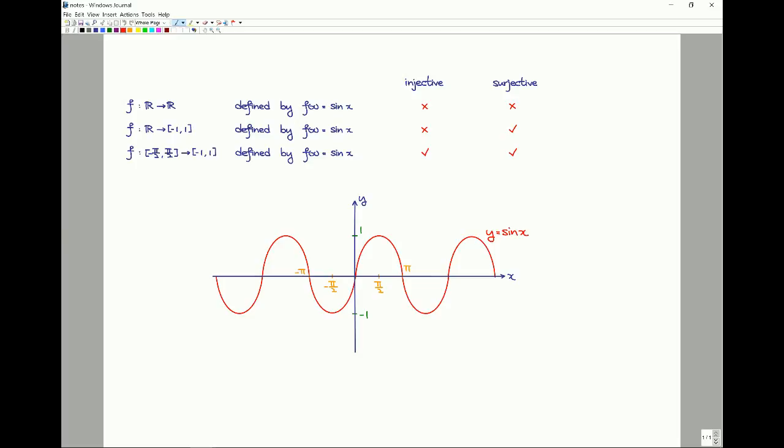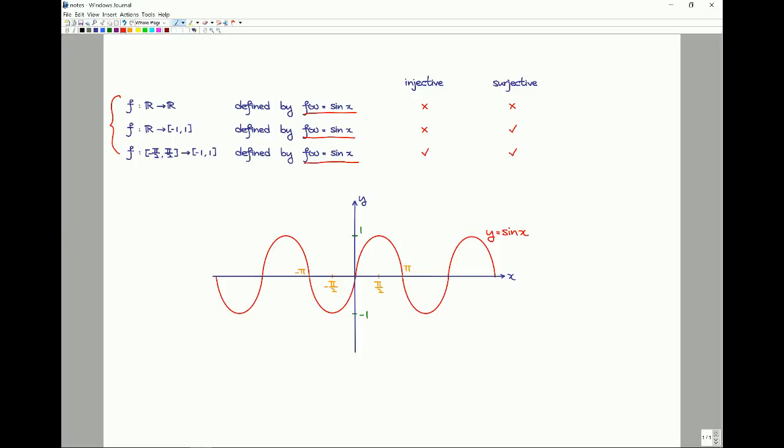If we try to look at these three functions, you will see that the equation of definition are just the same. They are all sin x. However, the domain and the codomain are different. So you should consider these three functions as three totally different functions, in fact. Okay, so let's try to look at the first one.